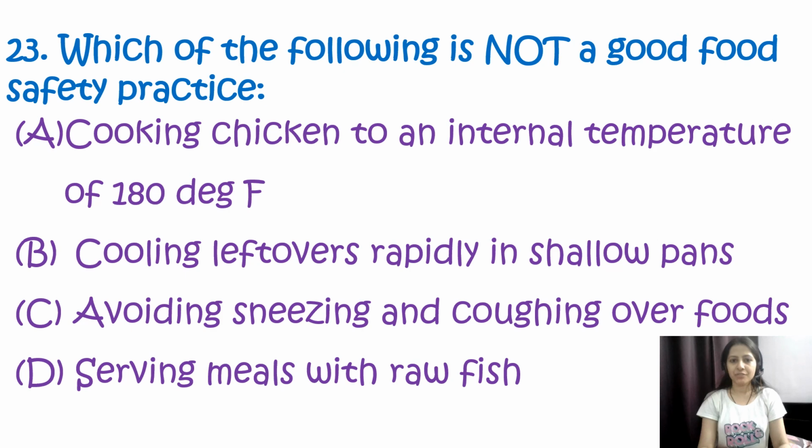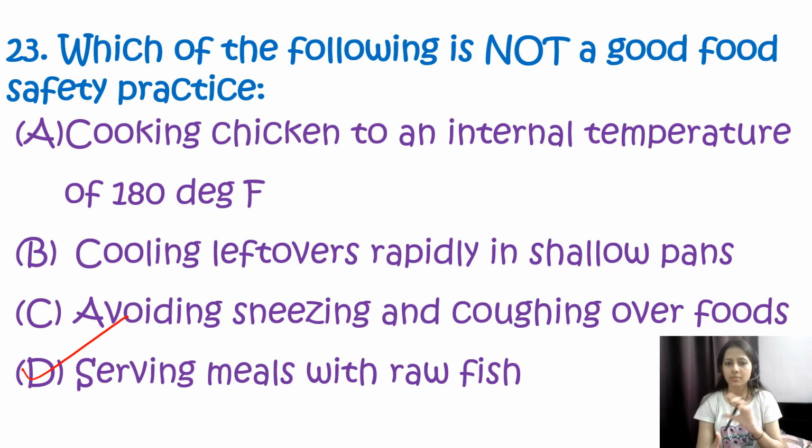Question number 23. Which of the following is not a good food safety practice? So options are cooking chicken to an internal temperature of 180°F, cooling leftovers rapidly in shallow pans, avoiding sneezing and coughing over foods, or serving meals with raw fish. So over here my correct option should be D, that is serving meals with raw fish. So this is not a good food safety practice.